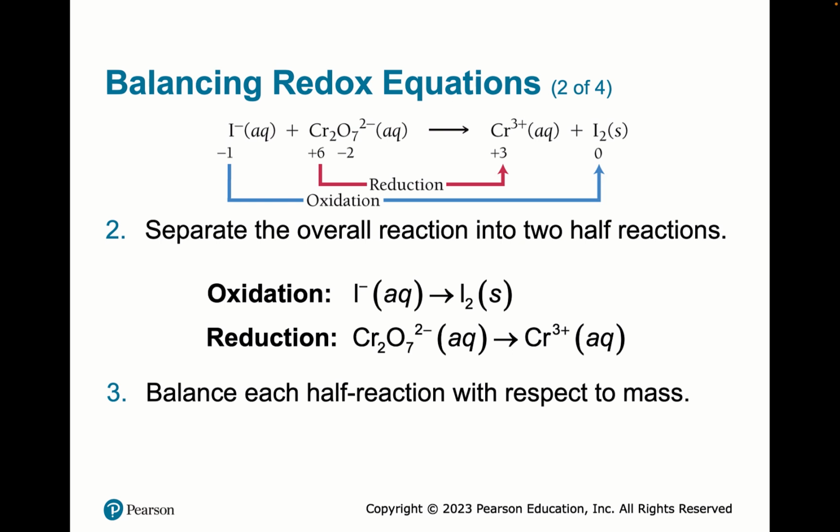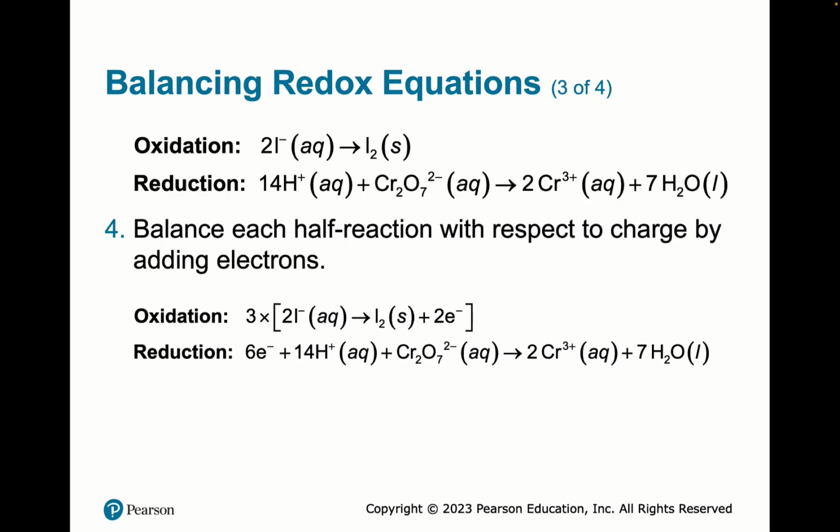And then chromium on the right, the +3, is just the charge. So you can see iodide is being oxidized, chromium is being reduced in the dichromate. So now we have these. Now we have to balance them with respect to mass, and so we have to have 2 iodides to form iodine. So that's the first one, and then for the dichromate.